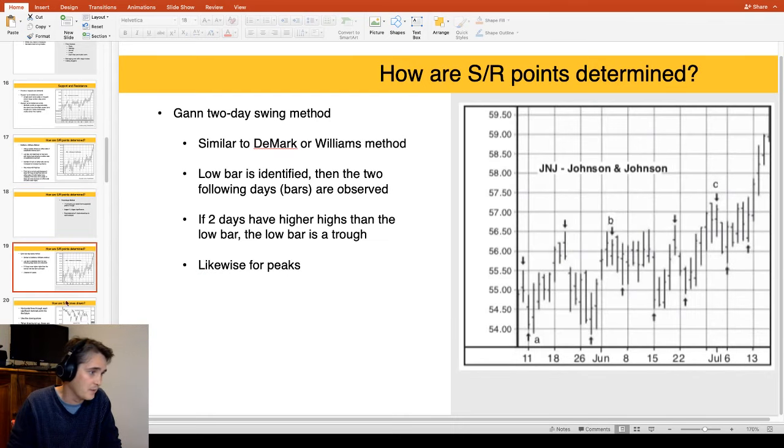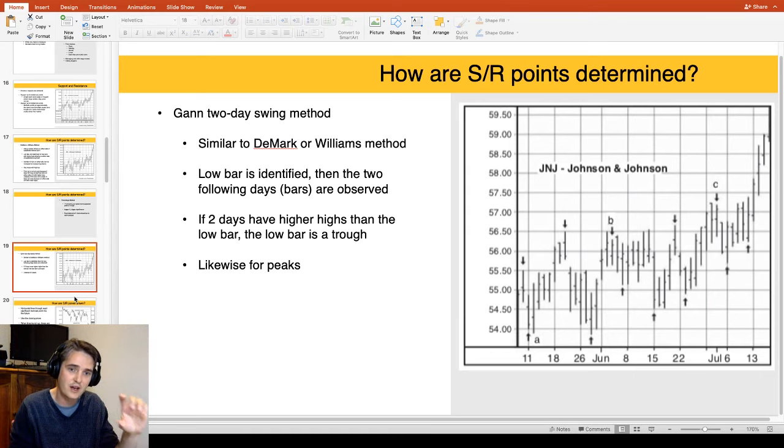Another method, the third method, is called the Gann 2-day swing method. This is very similar to the DeMark or Williams method, to get it right. Basically, a low bar or a high bar is identified, and then the following 2 days are observed. To identify a low bar, you have to have higher lows on either end of the low bar. If it is a high bar, you have to have lower highs on either end of the high bar, right?